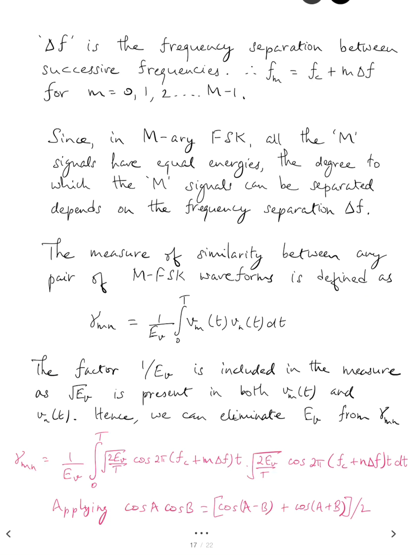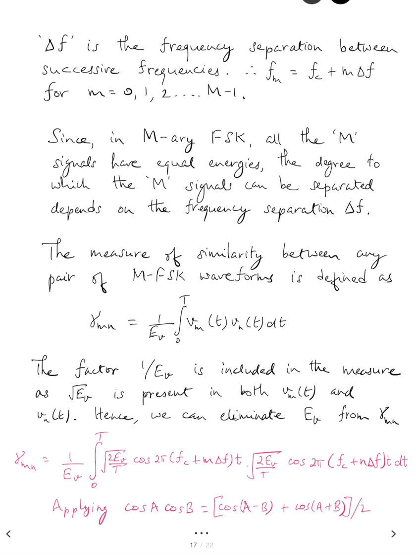So if I have, say, for M equal to 8, FSK waveforms, each having its own frequency, say f1, f2, f3, f4 and so on, the separation between f1 and f2 is delta f. The separation between f2 and f3 is also delta f, so they are spaced by an amount of delta f. So we want to find out the measure of similarity between any two waveforms of different frequencies, and using that we will find a condition which tells us how to choose the delta f which will make our signals orthogonal with respect to each other.